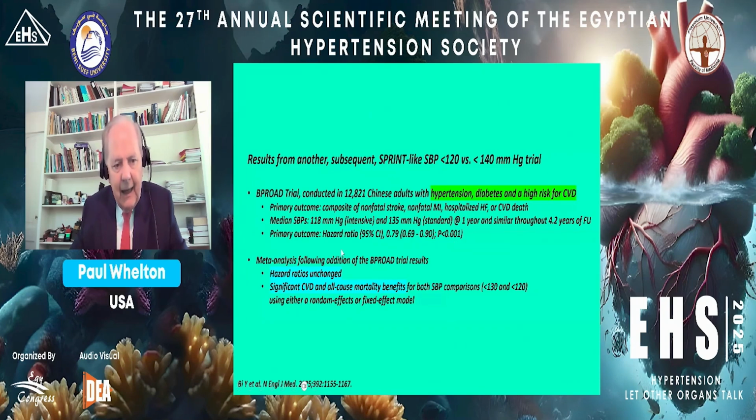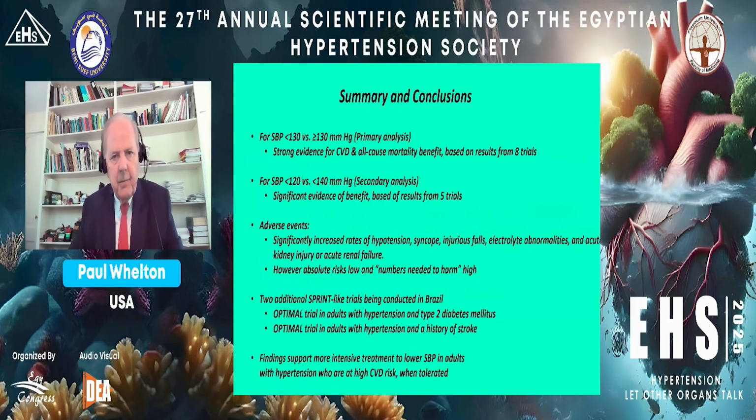Now, when we added that in, the hazard ratios were unchanged for both analyses, but there was significance for cardiovascular disease and all-cause mortality for both of the comparisons, the 130 versus higher and the 120 versus 140, using either the random effects model or the fixed effects model. So I think with this trial now, there's even more compelling evidence of benefit for getting to these lower pressures.